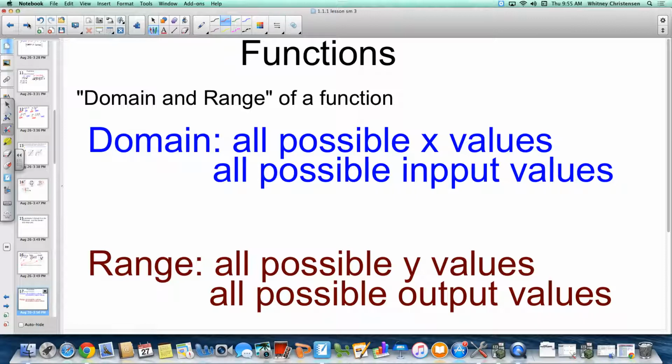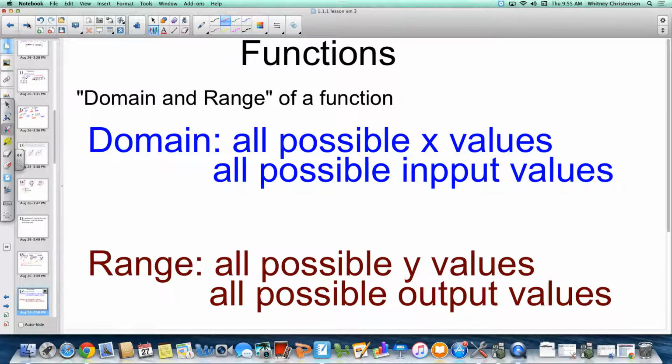So domain, you will want to write this down. Domain of functions is all the possible x values, and we know that x values are input values. So it just means all the possible input values. Once again, domain is x. You'll hear me say that all the time. I'll shorthand it and say domain is x values. Range is y values. So range is all the possible y values of the function, or all the possible output values.